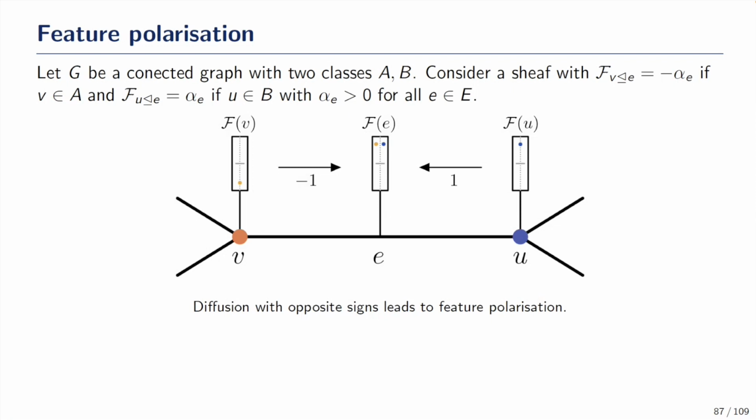So for the first one, pick this matrix, which is a 1-by-1 matrix. Essentially, it's a scalar, right? Pick it to be minus alpha E, where alpha E is positive, if V belongs in class A, and pick it to be alpha E if it belongs in the other class. Okay, so we get these sorts of things like here. Here I just picked alpha E to be 1. It doesn't really matter. So pick a -1 on one side, you have a 1 on the other side.